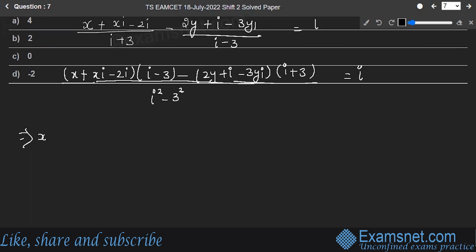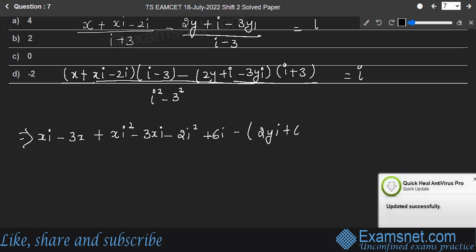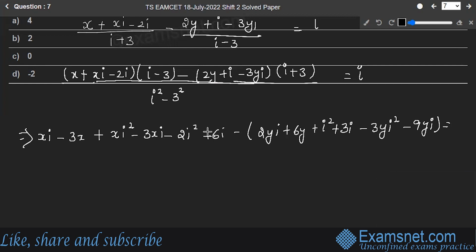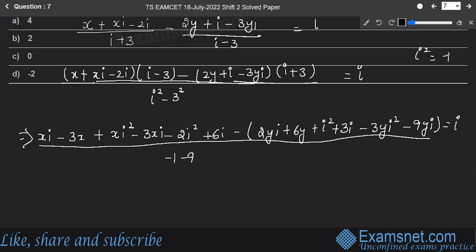Okay, so x iota minus 3x plus x iota square minus 3x iota minus 2 iota square plus 6 iota minus, I'll keep it in brackets, 2y iota 6y plus iota square plus 3 iota minus 3y iota square minus 9y iota. This is equal to iota and this whole is divided by minus 1 minus 9. I hope you know this thing that iota square is equal to minus 1. So let's open it up.